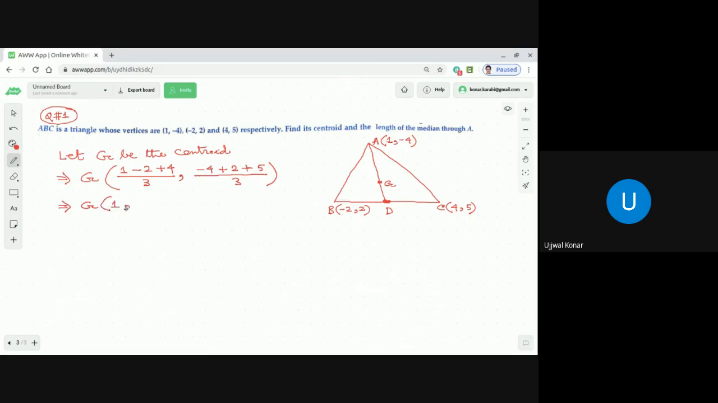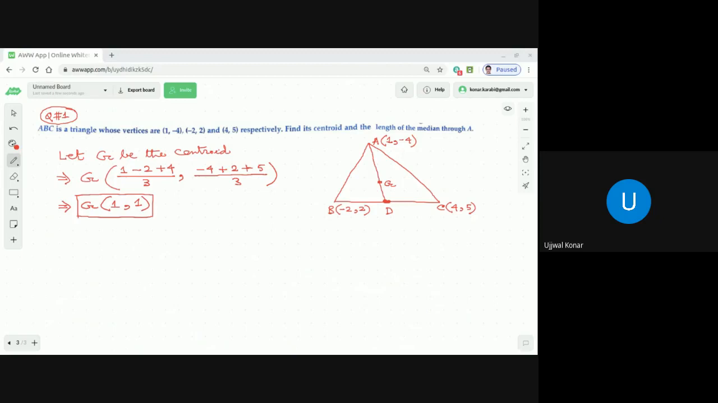X coordinate we get 1, comma, and for the y coordinate, minus 4 plus 2 plus 5, yes, this is also 1. So the first part of the answer is found: the centroid of the triangle. Now we need to find the length of the line segment AD.